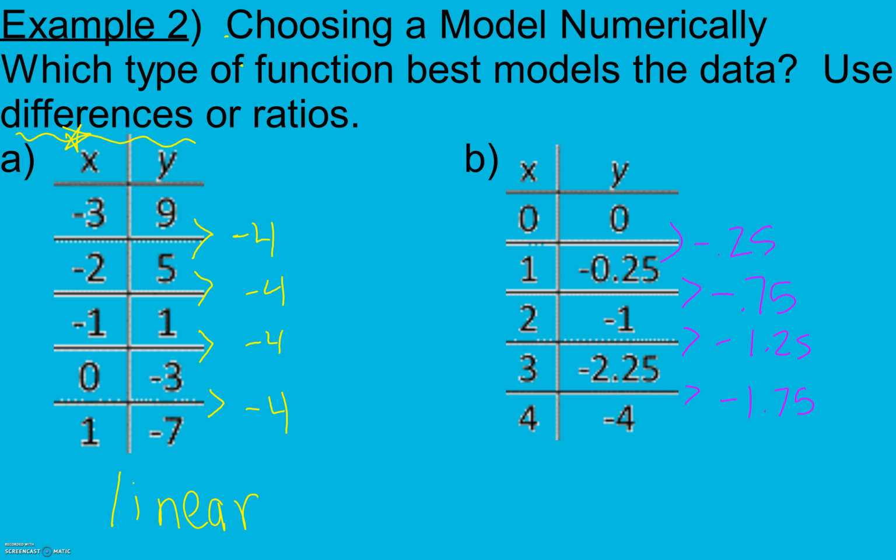So let's check our next differences. Here I subtract 0.5. Here I subtract 0.5. Here I subtract 0.5. So since our second differences, here's our first differences, here's our second differences, match up, and they're all the same, my second difference means it's quadratic.